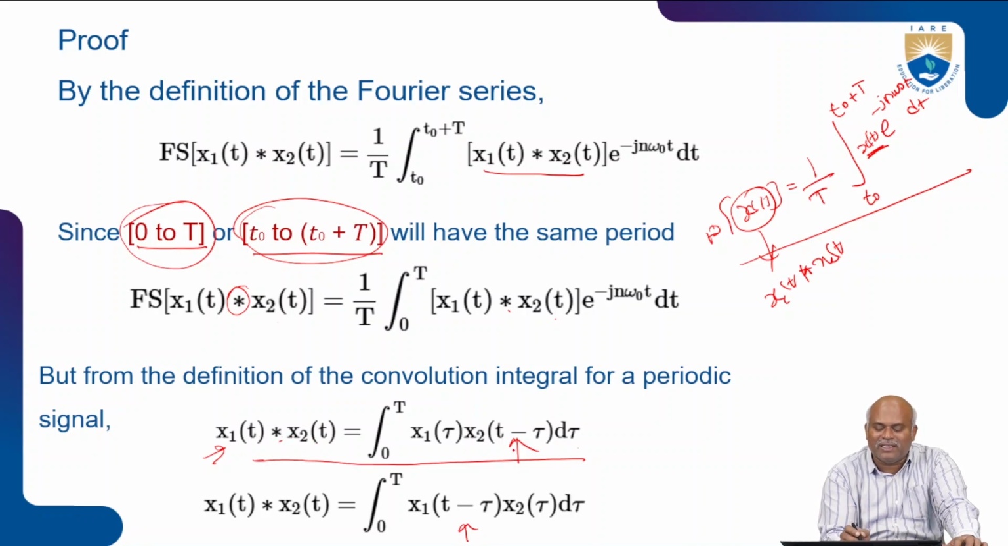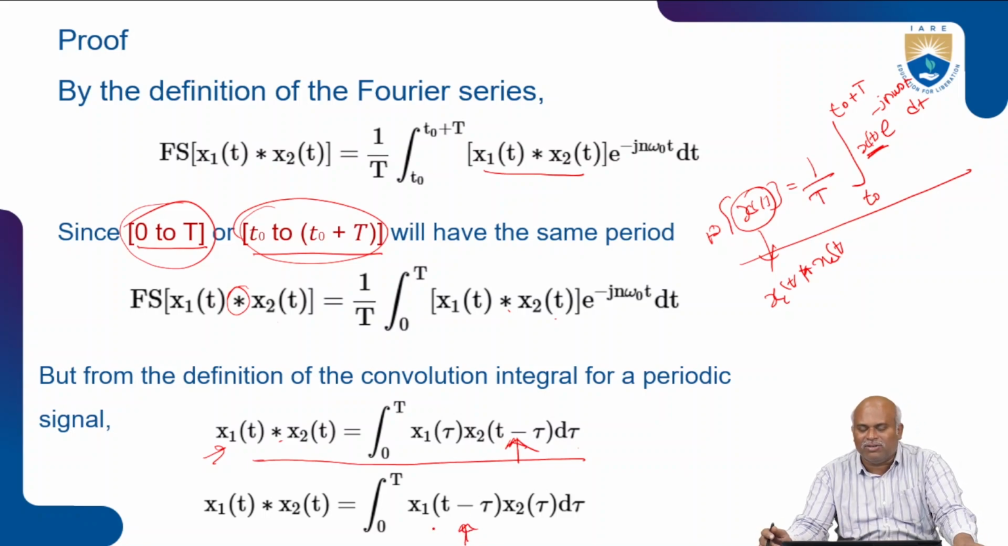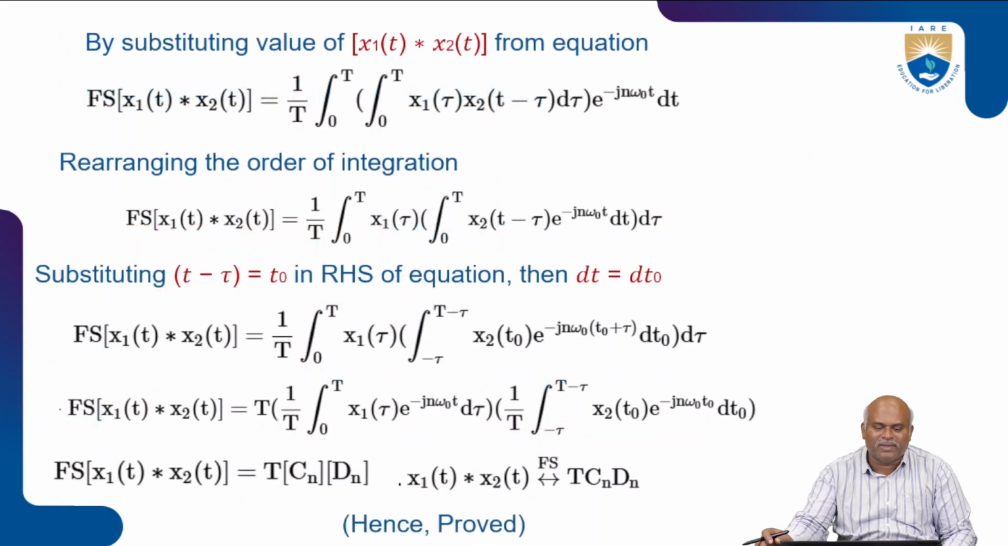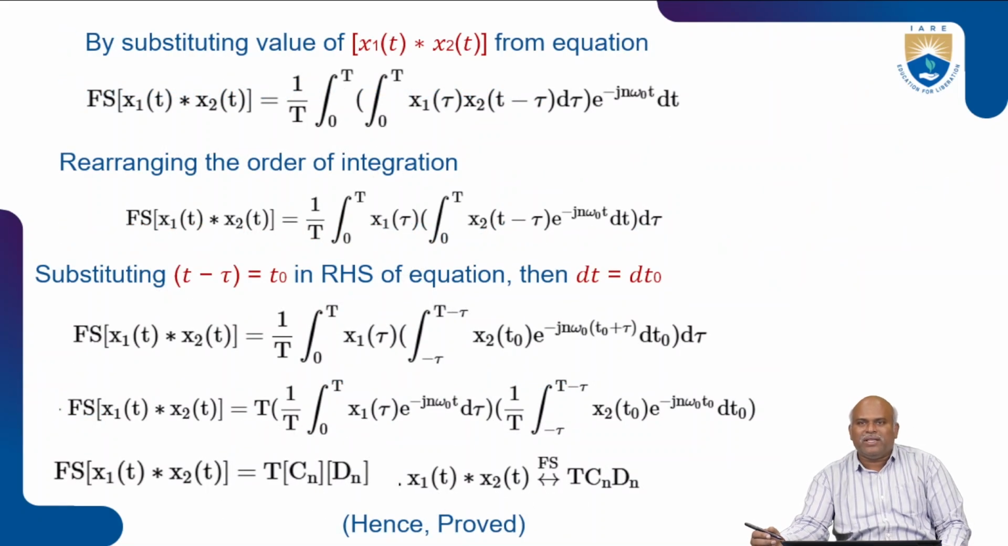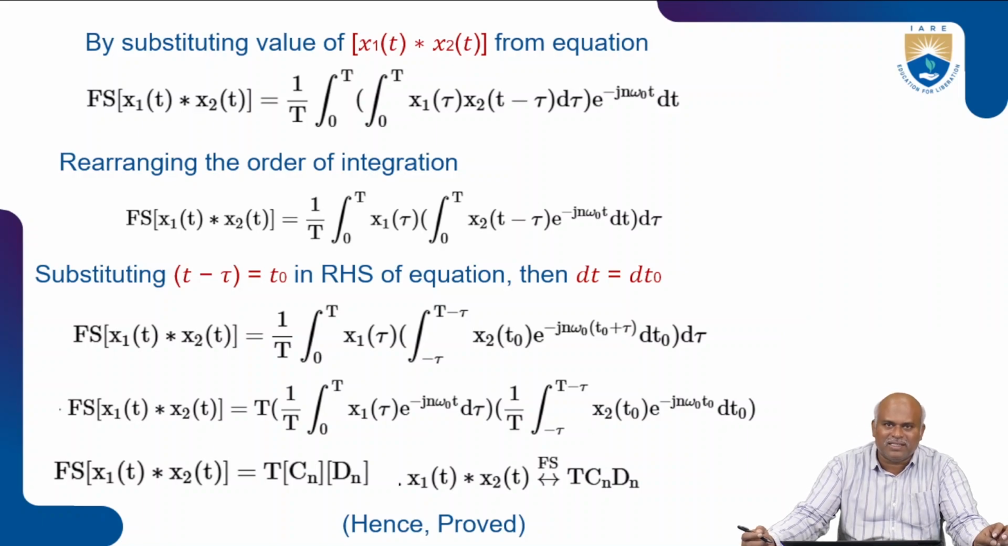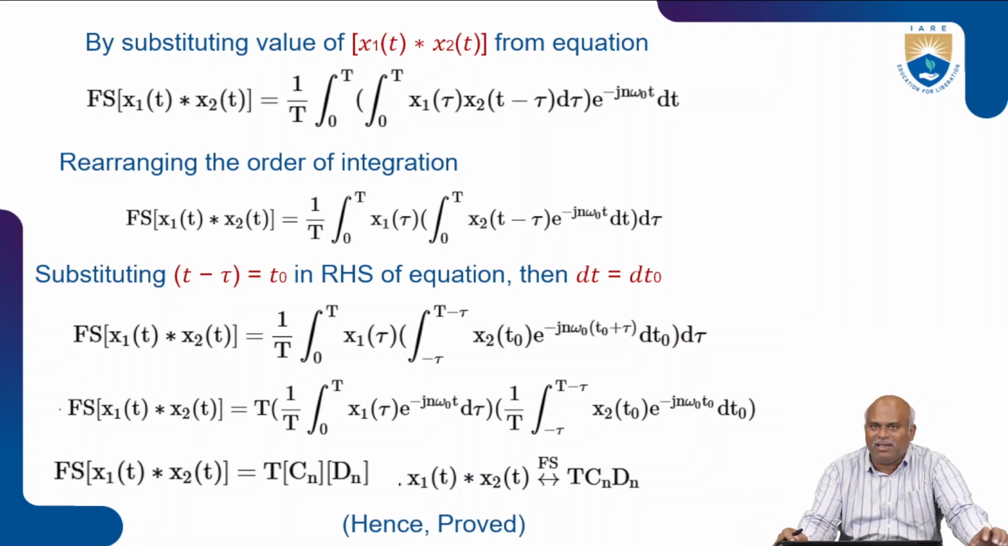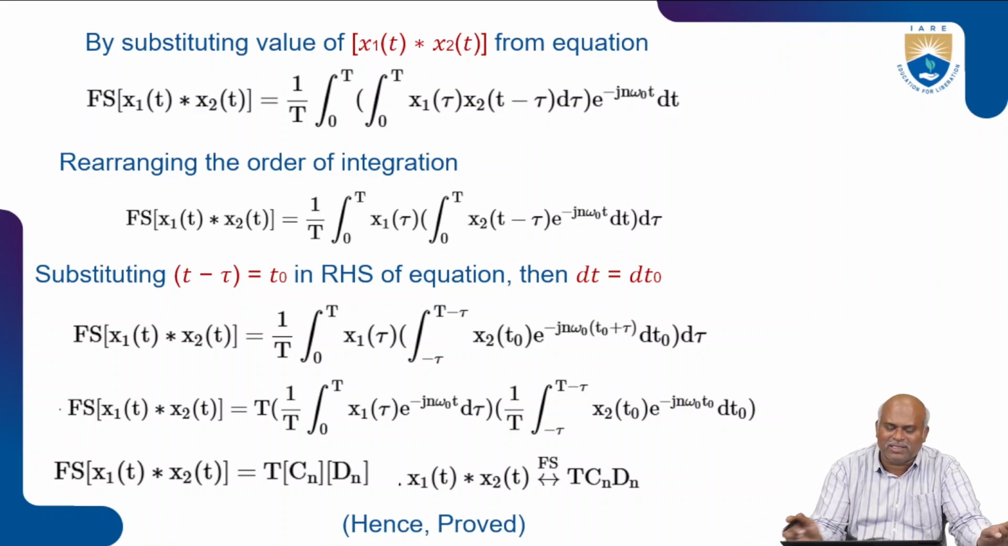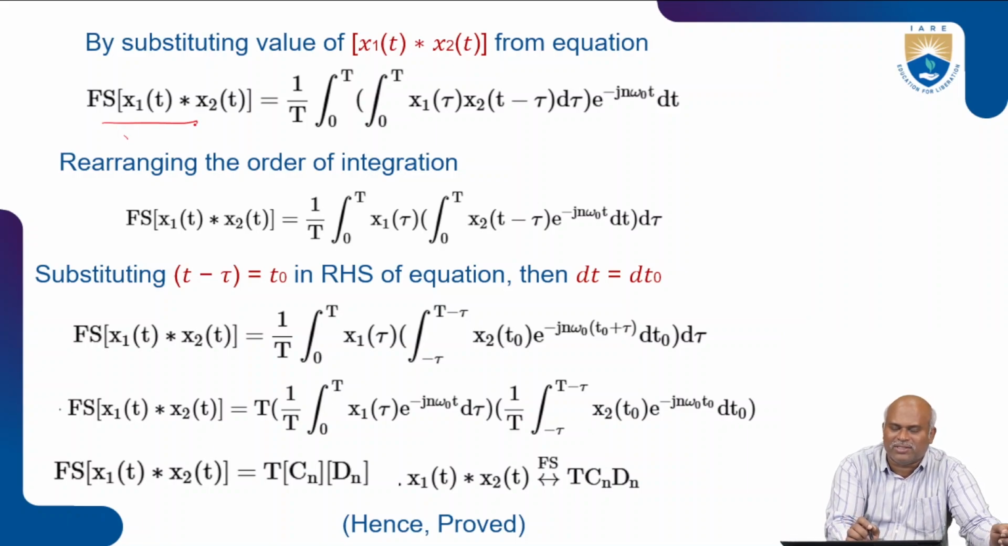We write whether the shifted version is going to happen for x2 of t or x1 of t. Both equations are going to have a similar condition. Now, by substituting the value of x1 of t convolution x2 of t from the equation, only on the right side we are going to substitute from the equation. So this side we don't need to change.